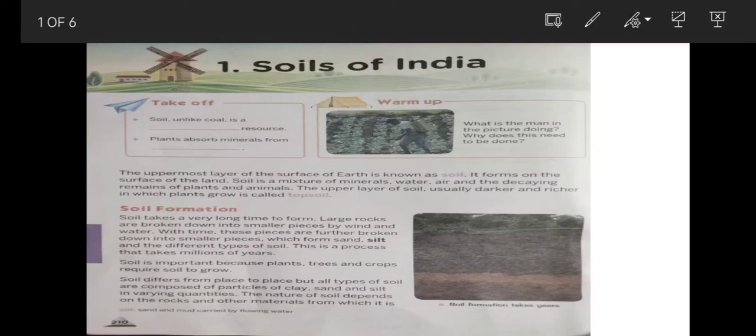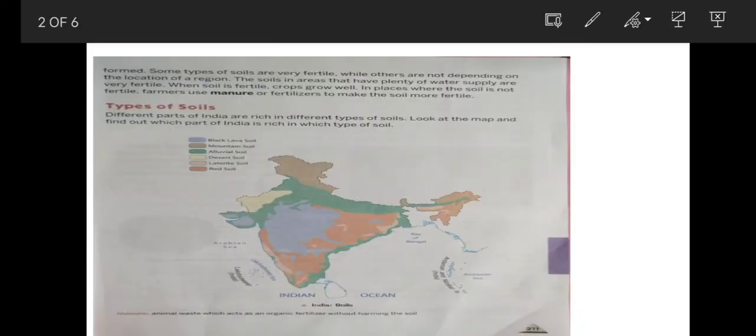In this class we will discuss Social Studies Semester 2, Lesson 1, Soils of India. In our previous class we discussed soil formation, how soil is formed. In this class we will discuss the types of soils. Different parts of India are rich in different types of soils. Look at the map and find out which part of India is rich in which types of soils.